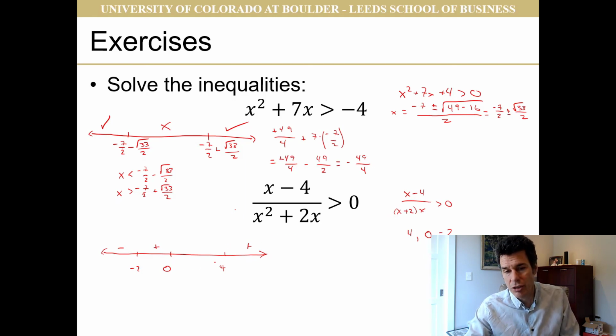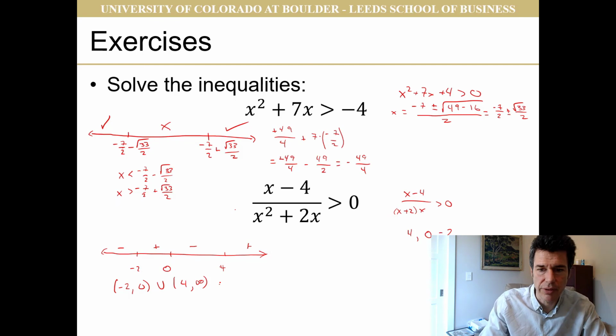In this region, choose a number. 1 seems like a good choice. 1 minus 4, negative 3. So it's negative. 1 plus 2, 3 is positive. We have a negative. So here, I'll write this in interval notation: negative 2, comma 0, union 4, comma infinity.